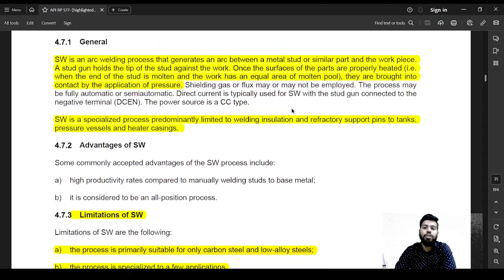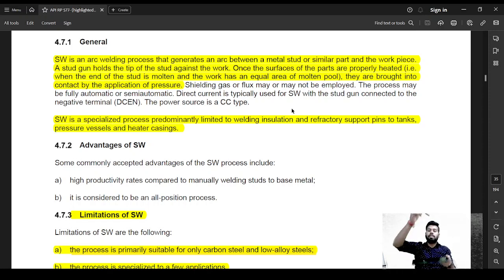Stud arc welding is not generally used, but it can be used where you want to attach a stud to a metal plate. This is more widely used in marine operations for ship repairs. The stud arc welding process generates an arc between a metal stud and the similar part of the workpiece. The stud gun holds the tip of the stud against the workpiece, and once the surfaces are properly heated, they are brought into contact with the application of pressure.